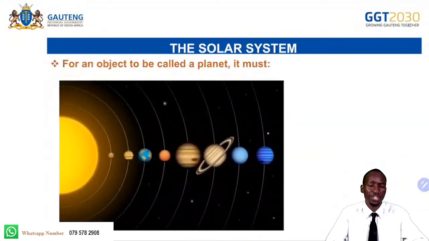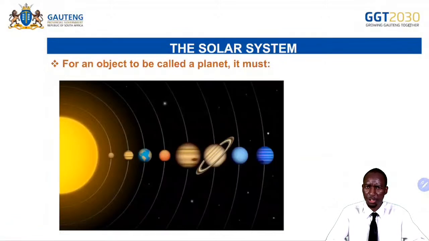Now, let us look at how an object can be referred to as a planet. For an object to be called a planet, it's supposed to be able to move around the sun in a clear circular path. Remember, those circular paths are called orbits.